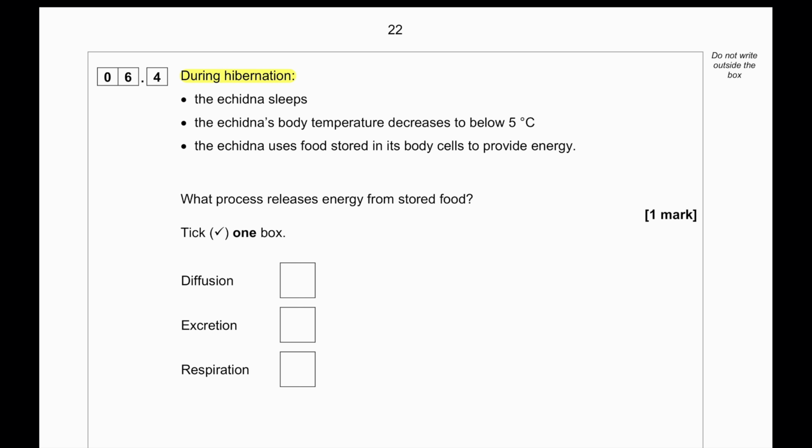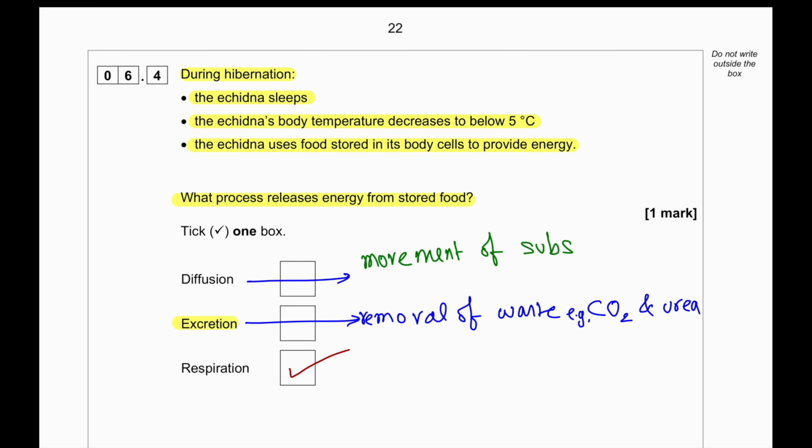During hibernation, the echidna sleeps. The echidna's body temperature decreases to below 5 degrees Celsius. The echidna uses food stored in its body cells to provide energy. What process releases energy from stored food? So the process of releasing energy from stored food would be respiration. Let's see why the other options are not correct. Excretion is the process of removal of waste. Example, carbon dioxide and urea. Diffusion is the movement of substances with the concentration gradient.